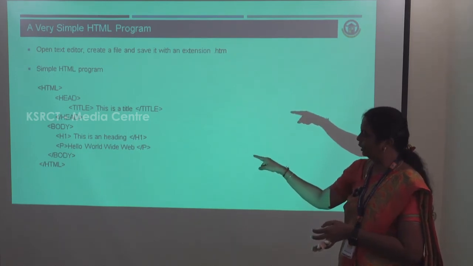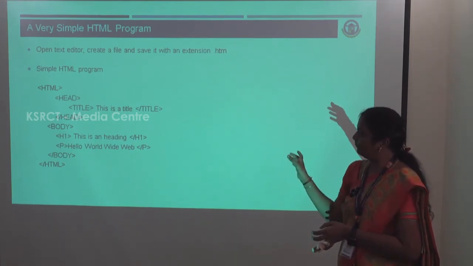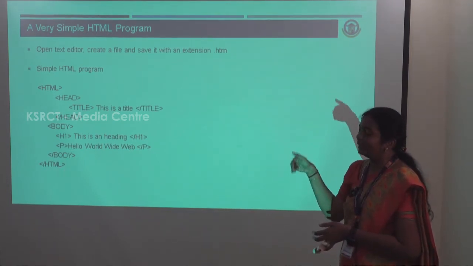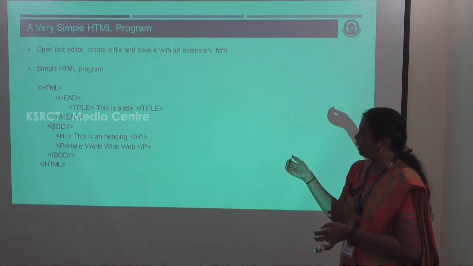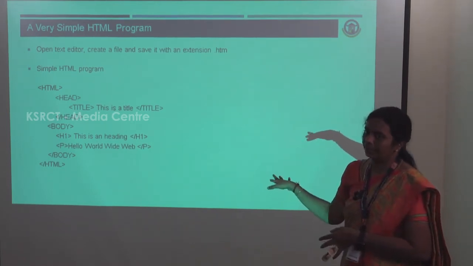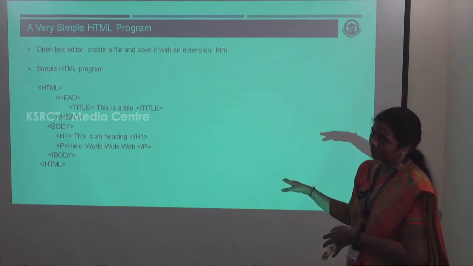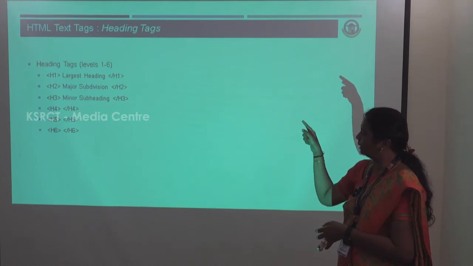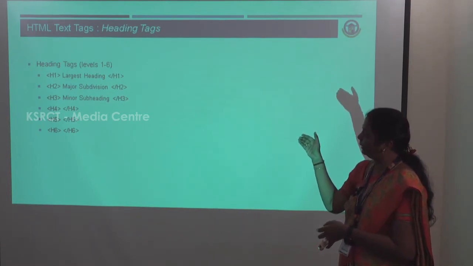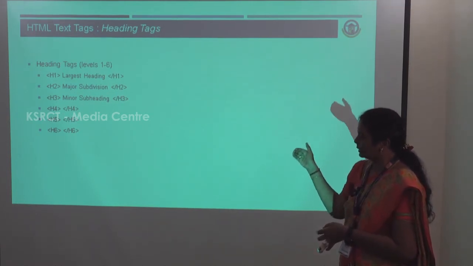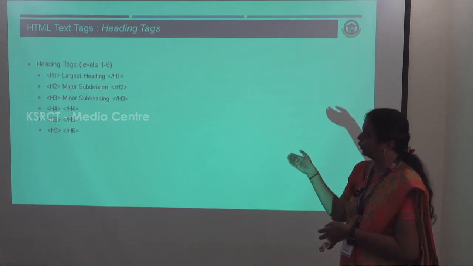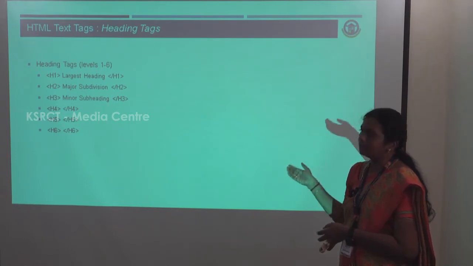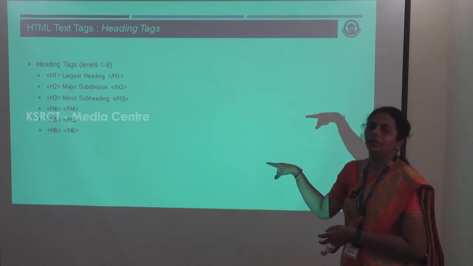Here H1 denotes the biggest size of the heading. If we give H2, it is smaller than H1. There are 6 types of elements in the headings: H1, H2, H3, H4, H5 and H6. The largest element has to be stored in the H1 tag, and compared with H1, H2 is smaller. Similarly H3 is smaller than H2, H4 is smaller than H3, and H5 is smaller than H4. The smallest tag is the H6 tag.